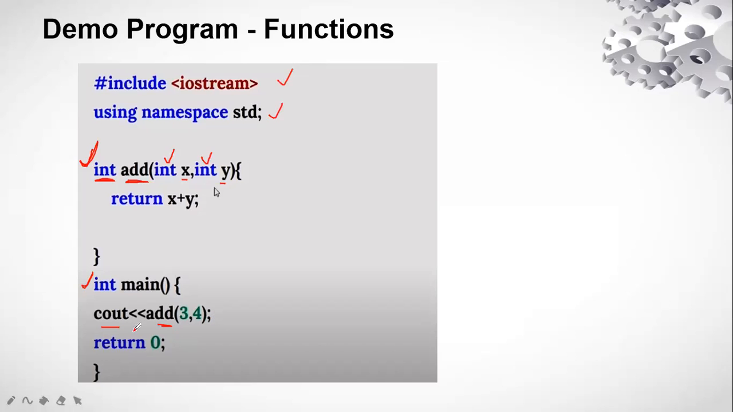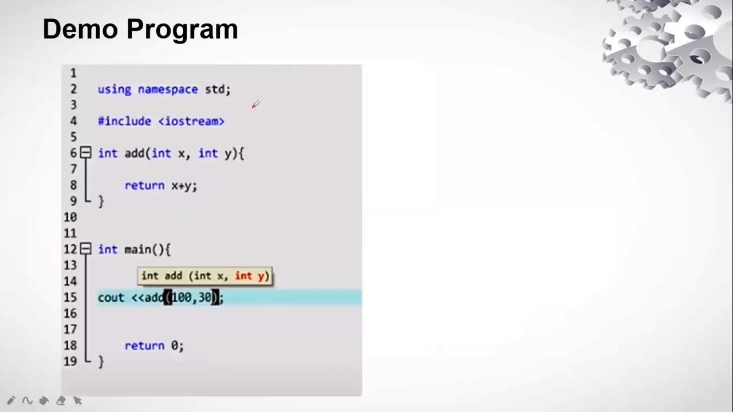So what is this doing here? We are going to call this particular function, that is the add function, and it is going to give you the value. Let's see how it goes here. See, this is the program we have put in the console: using namespace std, hash include iostream, integer add int x comma int y return x plus y, int main braces then curly braces cout add. Now we have already given the parameters x and y, and I'm going to give the values out here. Let's say I've given 100 and 30, and then I'm going to return 0 and close the braces. What output will I get?